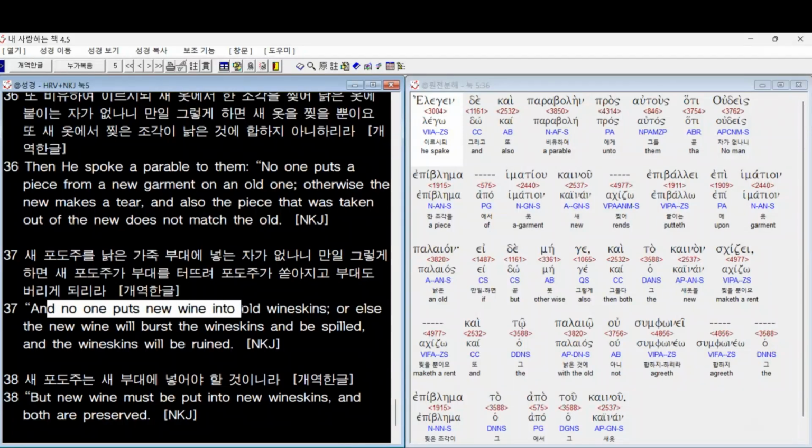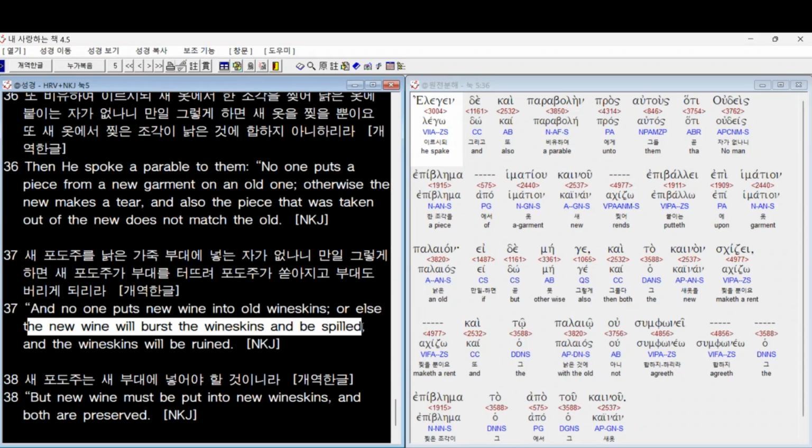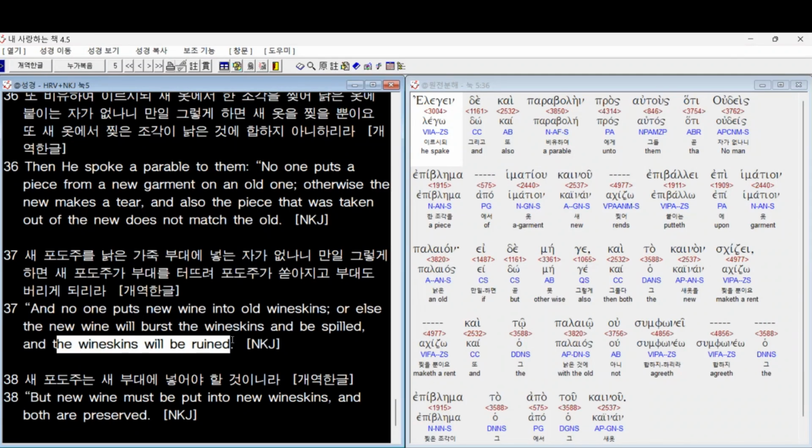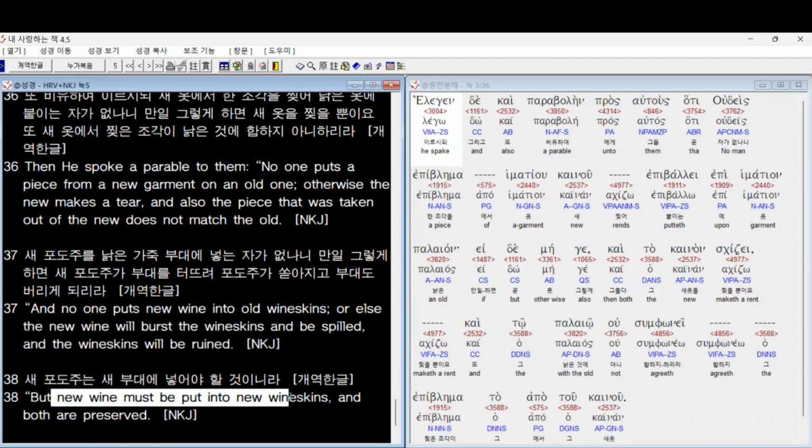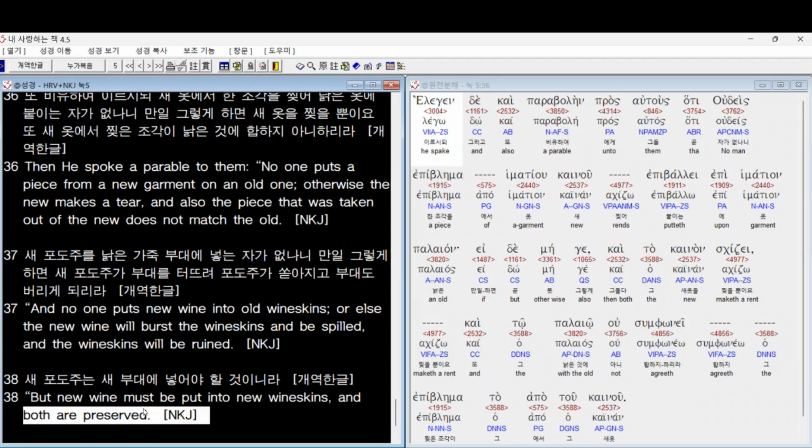No one puts new wine into old skin, or else the new wine will burst the wineskin and be spilled. The wineskin will be ruined. New knowledge has to be put into the new wineskin, right? New wine must be put into new wineskin, and both are preserved. That's why Babylon, prison of the unclean bird, unclean spirit, has to fall and fall. And confused knowledge, mixed knowledge has to be stopped.